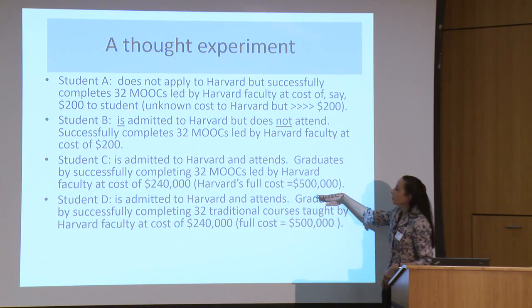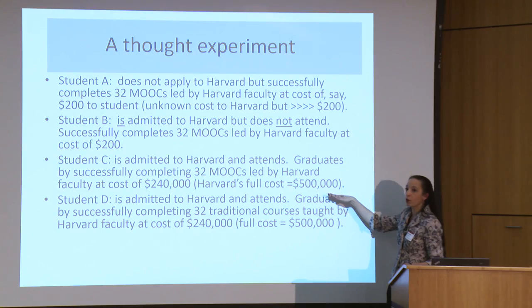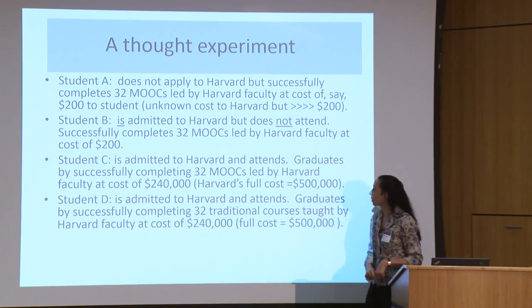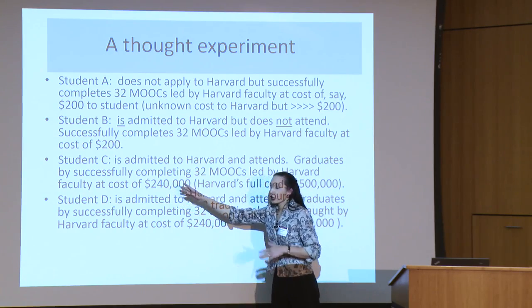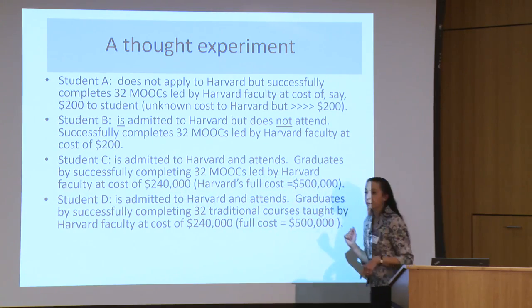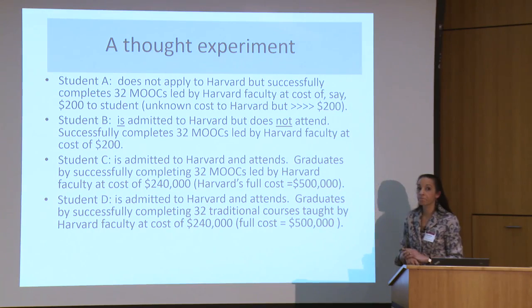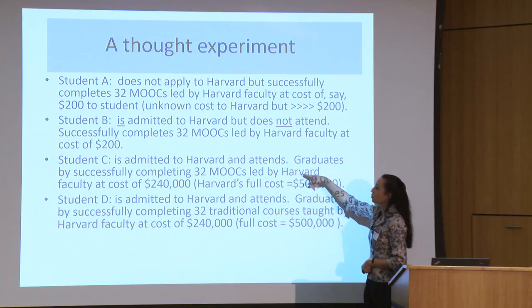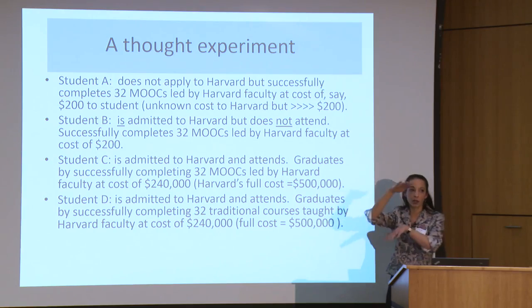Student C gets admitted to Harvard. She actually attends. She doesn't bother to take any of her courses in person. She loves the online model. So she takes 32 MOOCs, okay? And it costs her $240,000. And it costs Harvard about $500,000. Okay. All right, so that's student C. Notice the only difference between student B and student C is one of them has the letter of admission only, and the other one has a letter of admission and a diploma.